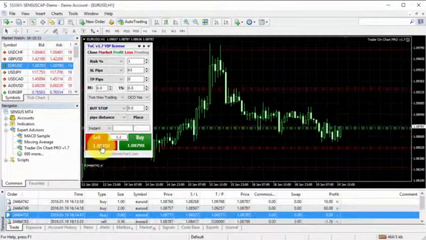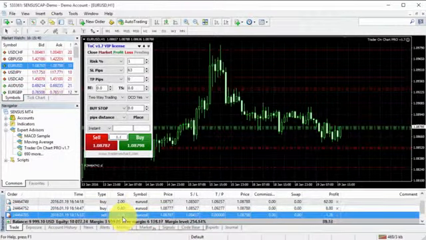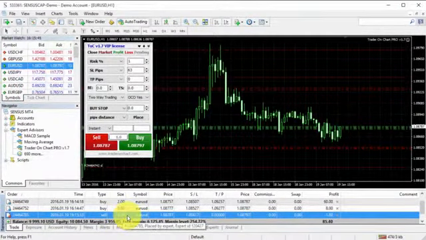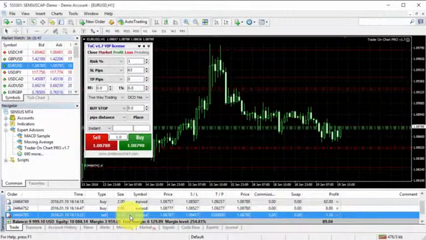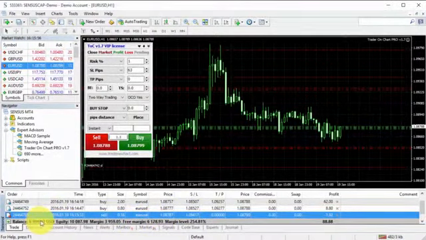I click the sell trade, and I get my sell trade open, and the lot size is 0.16. So this means that my order, when it hits stop loss of 63 pips, will lose 1% of the account.